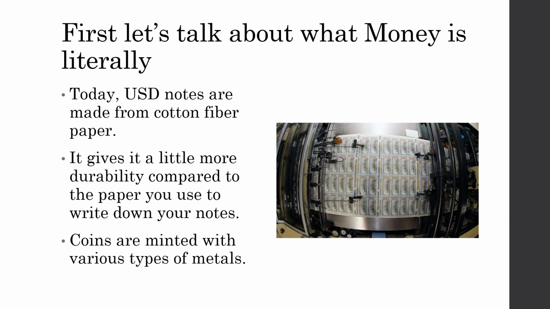Today, the United States dollar notes are made from cotton fiber papers. So money is a form of paper, like literally, it's paper. The cotton fiber part gives it a little bit more durability compared to paper you use to write down your notes. Coins, on the other hand, are things that are minted from various types of metals.